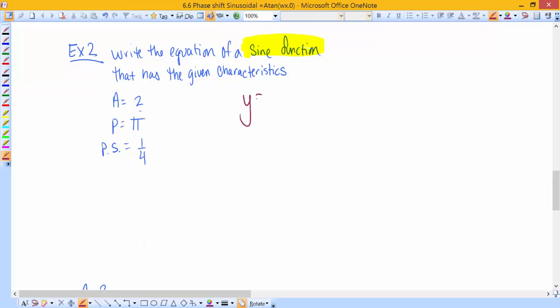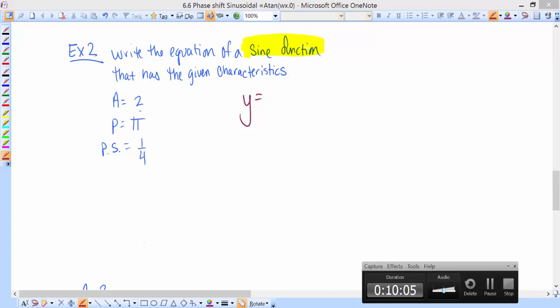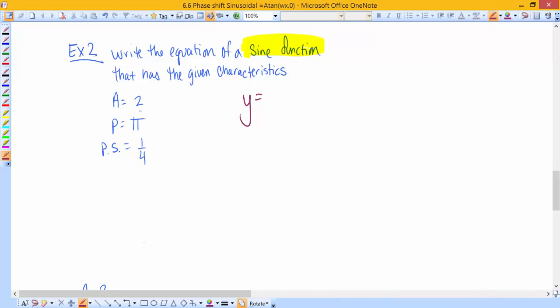So we have y equals, if you remember when we did this, from, I think it was 6.4, the cosine video, it's example 3 in 6.4, I do go over how to write the equation of a sine graph or a function given some information. So if you did watch that video, this shouldn't be too bad. The only extra part is the phase shift.